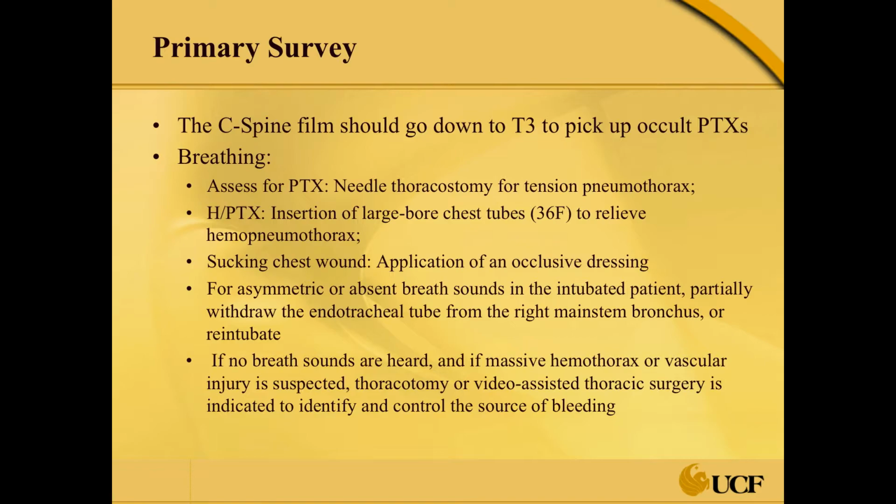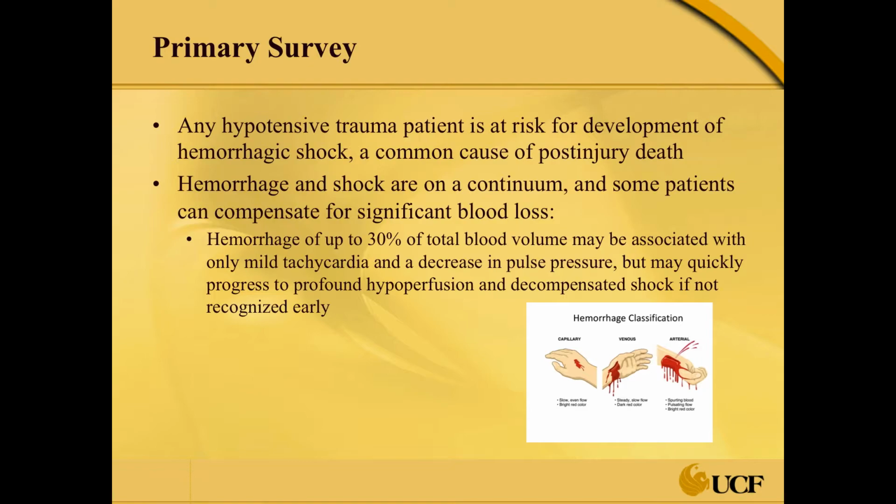Okay, if there's no breath sounds heard, then a massive hemothorax or vascular injury is going to be your suspect, and then you're going to need your thoracostomy, or what we call VATS, video-assisted thoracic surgery, to identify the source of the bleeding. So you may even have that going on in the emergency department, or even a bronch going on right then and there, to determine, is this something that we can zap through the bronch, or is this something that we're going to need to go and do an open thoracotomy on.